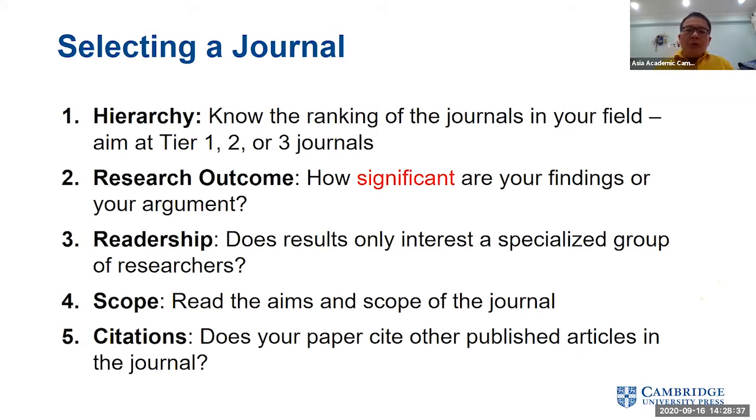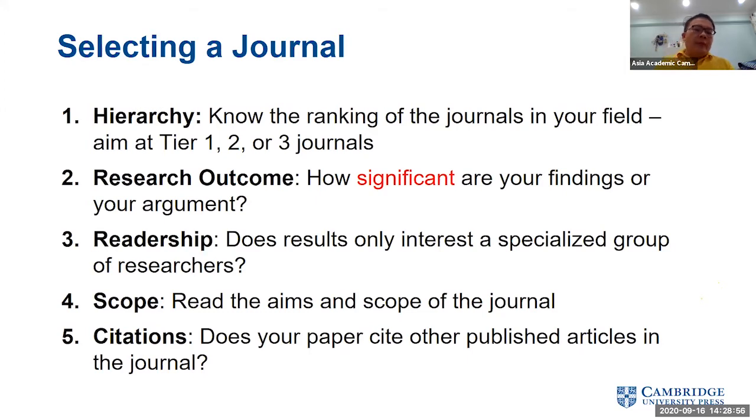Then look at the scope. Once you have shortlisted a few journals, look at the scope of the journal itself. Usually they will list it on their homepage. Just read it and see, does your paper fall within the scope? If it does, then of course, good for you. If it doesn't, then perhaps you have to cross that out and select another one.